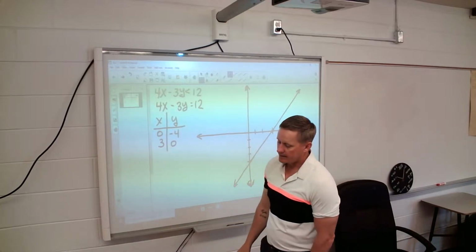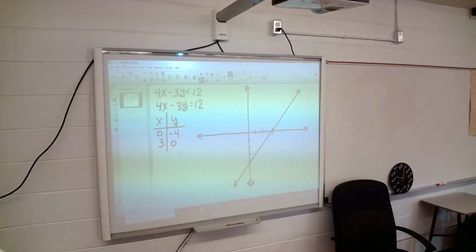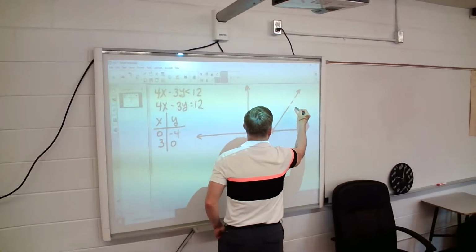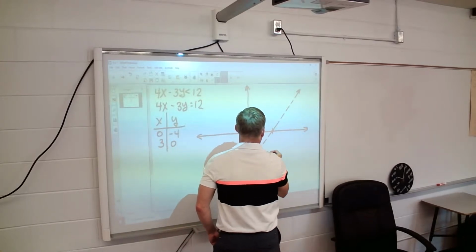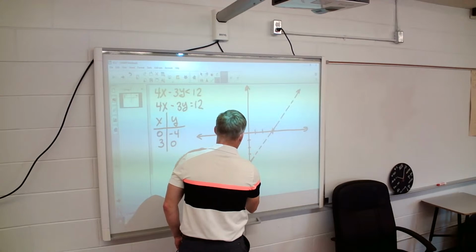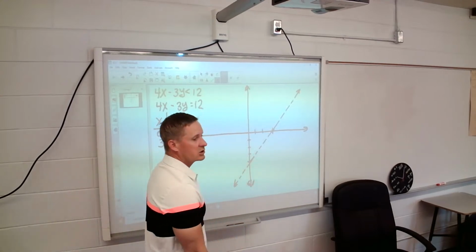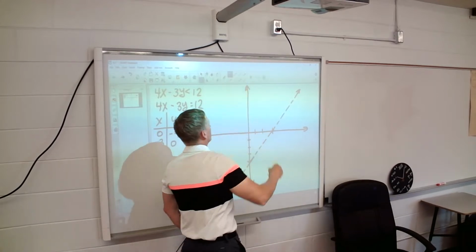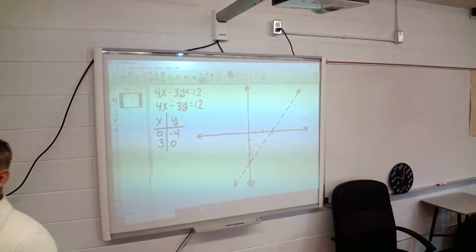Is that line solid or dashed? Dashed? How come? Right, because there's no equals to here. Because there's no equals to, I have to draw the dashed line.